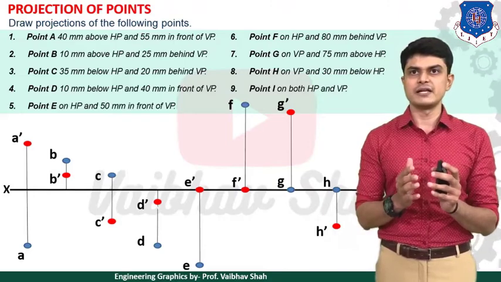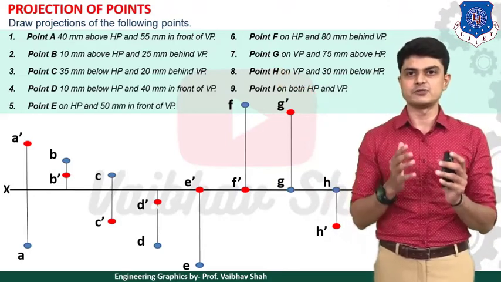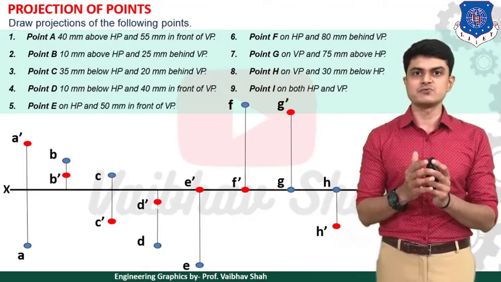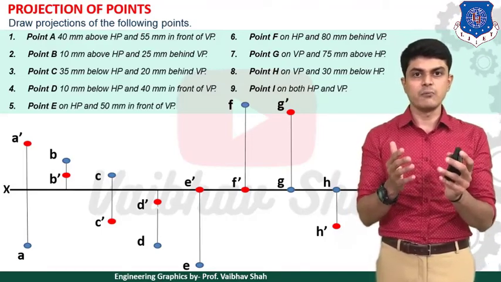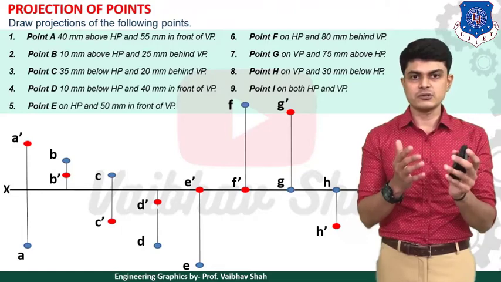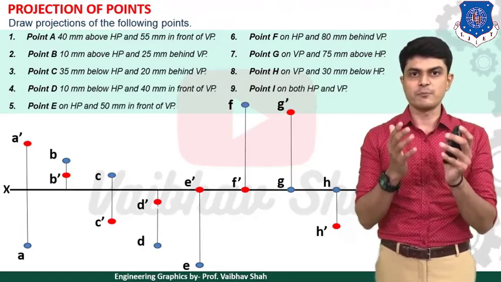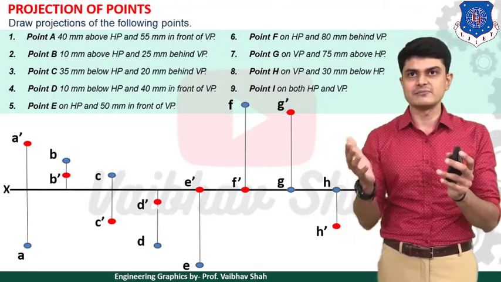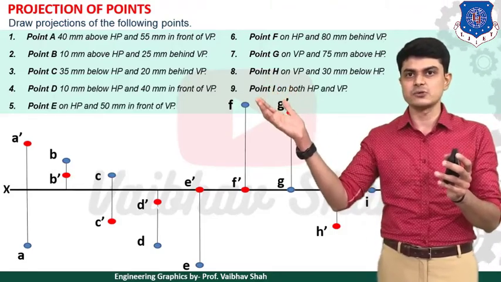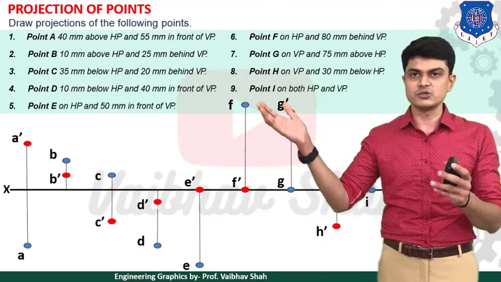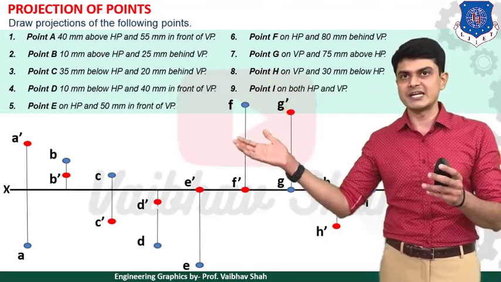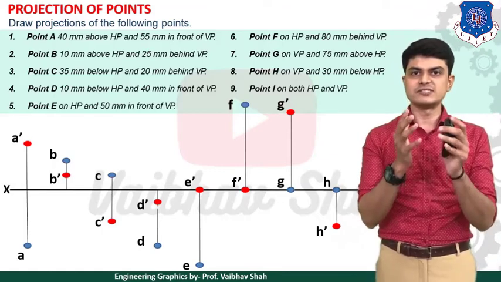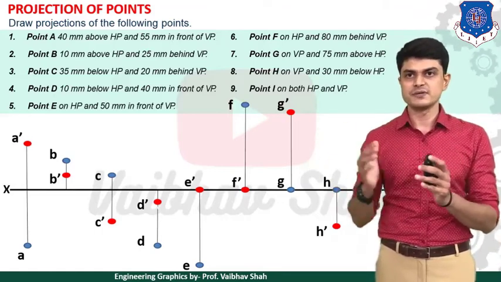Then after, what we are dealing with, 25 mm behind VP. So your point B is 25 mm behind VP. Behind VP means what? It is also the answer above XY line. So we need to draw your point B without any dash, which is also above XY line, because here behind VP, that means also what? Above XY line. So we need to draw this point B, which is 25 mm above XY line. So you will be having your point B dash and B on same vertical line like this.